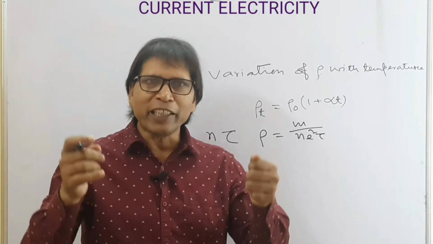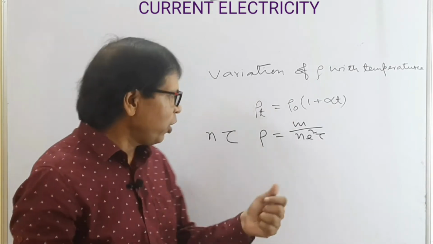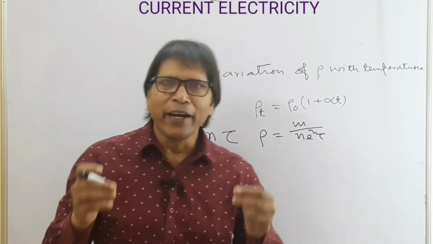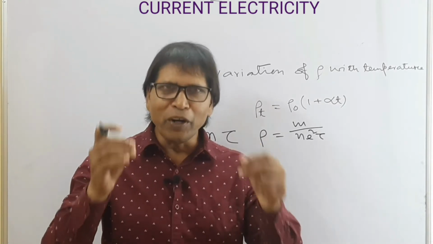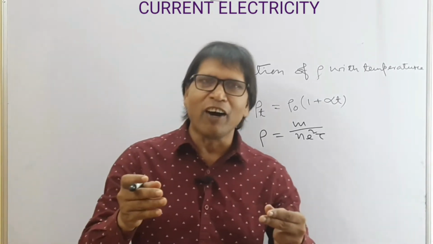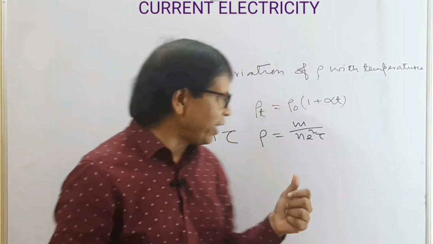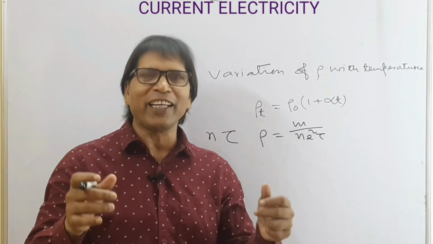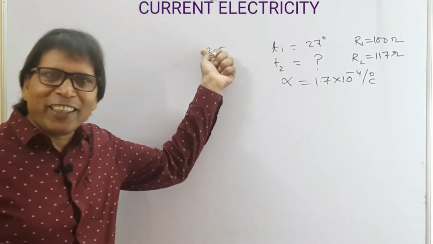The resistivity of a semiconductor is very high, whereas the resistivity of a metal is less. Look at this. The resistivity is inversely proportional to the number of free electrons per unit volume. As metals have more free electrons per unit volume than semiconductors or insulators, that is why the magnitude of resistivity of semiconductors and insulators is very high. Okay, understood?